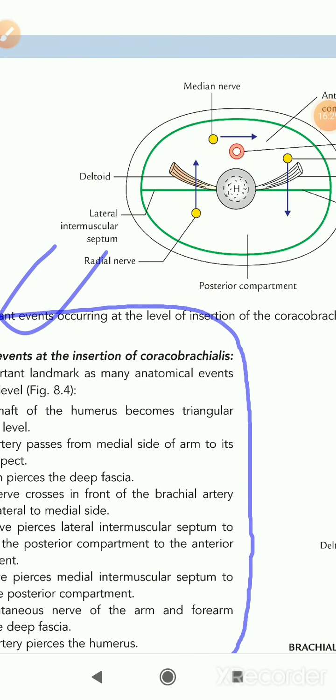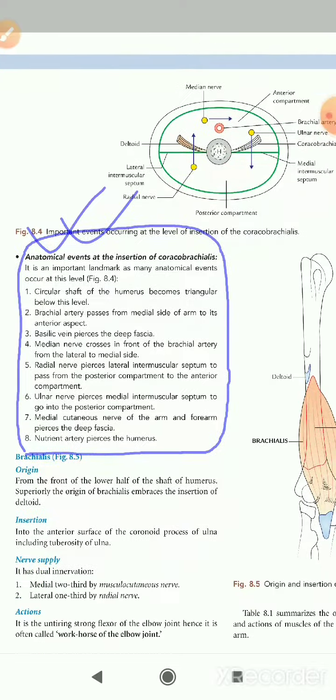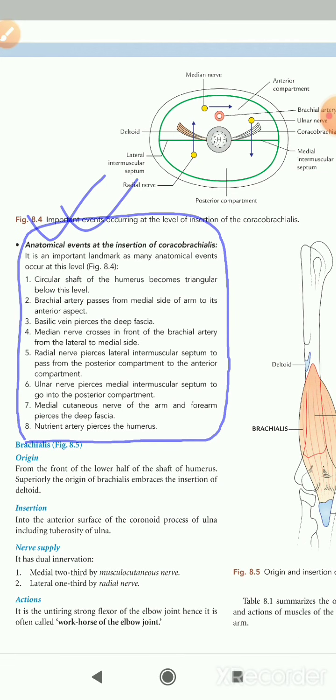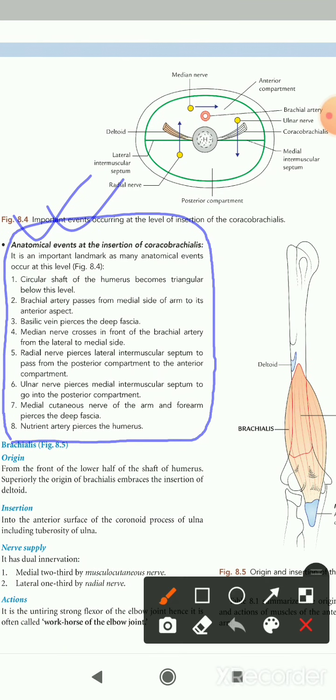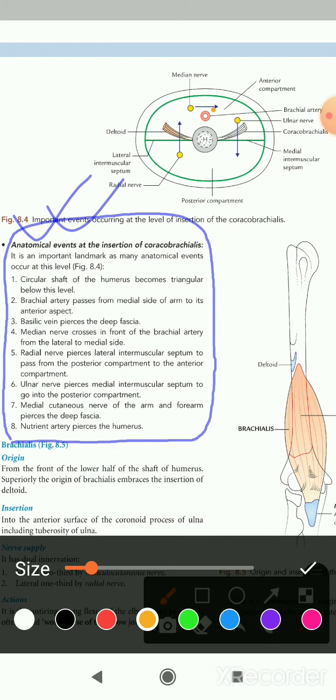So let's see. It is not a true anatomical picture, it is a diagrammatic picture. The brachial artery passes from medial to the anterior aspect. The brachial artery usually lies medially, then it goes to the anterior aspect at the level of the insertion of coracobrachialis. The basilic vein pierces the deep fascia, and the median nerve crosses in front of the brachial artery.